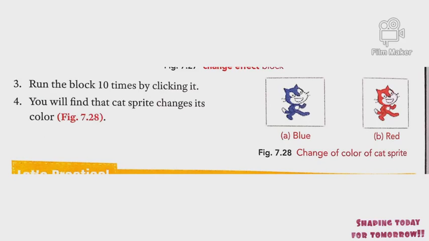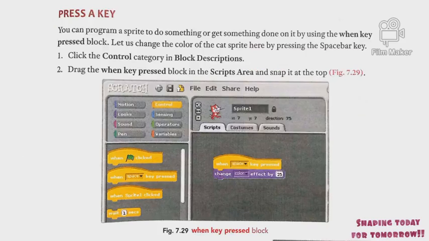Point number 4, you will find that the cat sprite changes its color. Let's see figure 7.28 for this. So students, this is how these two colors are available. The first one is blue and the second one is red. Okay. Let's move further. Now the next topic is press a key.